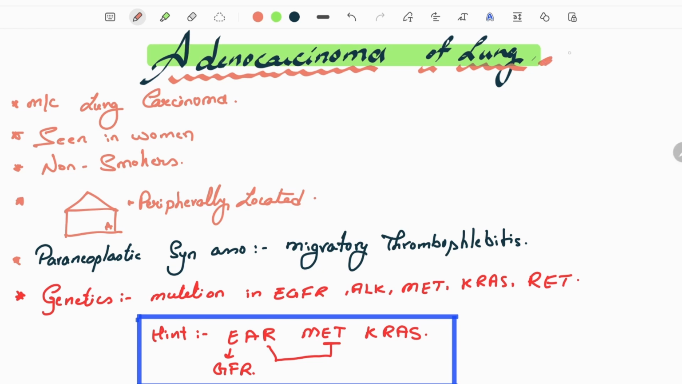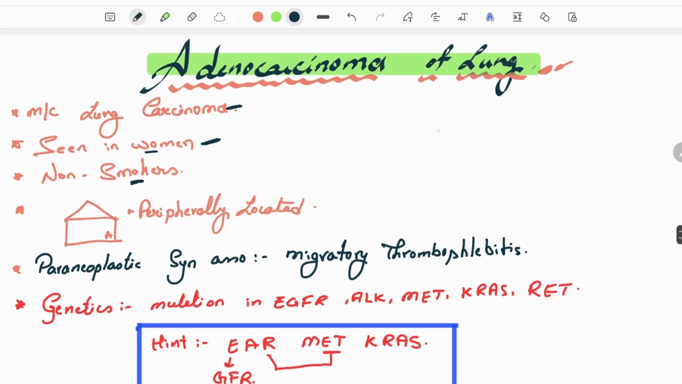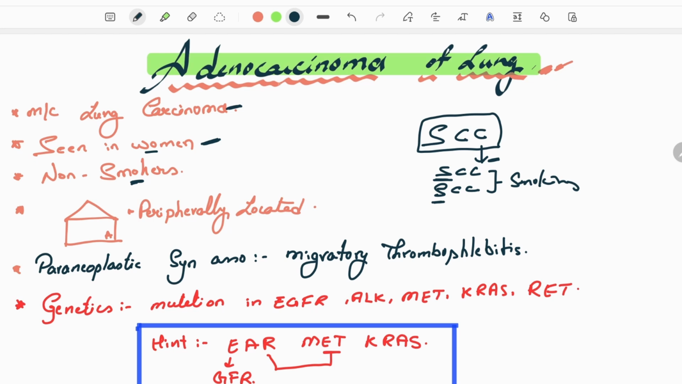Adenocarcinoma of the lungs in the respiratory system of pathology. This is the most common lung carcinoma, mostly seen in women, and it is seen in non-smokers. In the last class, I told about squamous cell carcinoma. If you have not seen the video, please go back and watch it first. Squamous cell carcinoma and small cell carcinoma, as they start with S, are strongly associated with smoking. In adenocarcinoma, non-smokers also get affected.